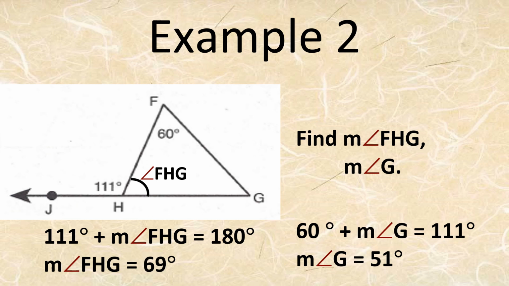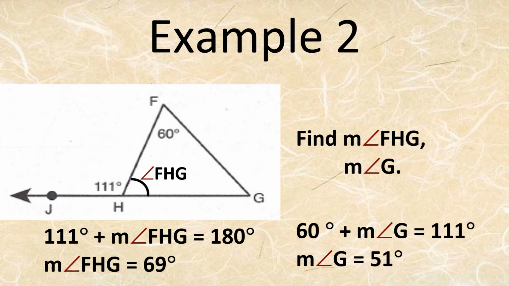Example 2. Find the measure of angle FHG. FHG is an interior angle of the triangle given the exterior angle. 111 is the exterior angle. You are looking for an adjacent angle to the exterior angle. Remember, it forms a straight angle.